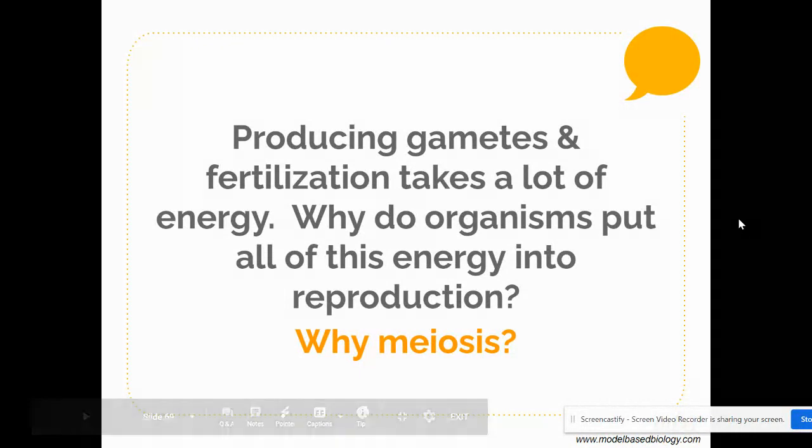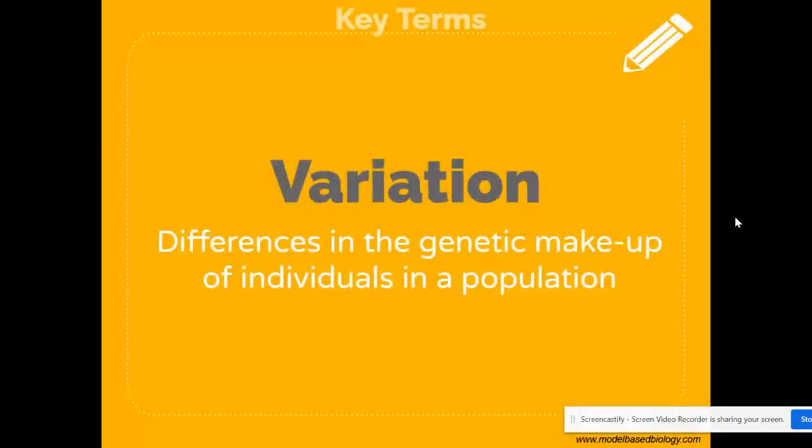So producing gametes and fertilization takes a lot of energy. Why do organisms put a lot of energy into reproduction? Okay, why meiosis? The answer is variation, differences in the genetic makeup of individuals in a population. So we've kind of already talked about variation in previous units. So when there's genetic variety in a population, it's good for the whole population. If there was limited variation within a population, it would be likely that more diseases or health issues would pop up within that group.